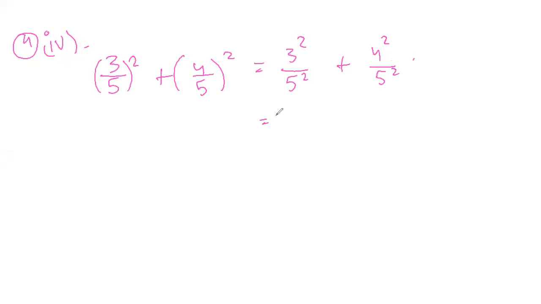You learn these laws in exponential powers. So 3 square is equal to 9, 5 square is equal to 25, plus 4 square is equal to 16 upon 5 square, that is 25. So 9 plus 16 is 25 upon 25, that is equal to 1. So this will be the final answer.